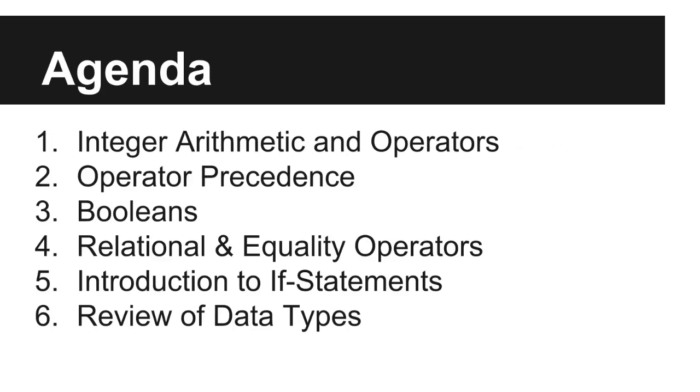So today, we're going to talk about arithmetic and operators, specifically with integers. We'll talk about operator precedence, which is sort of like the order of operations you learned in elementary or middle school. We'll talk about booleans, which are a new data type. We'll talk about the relational and equality operators, which is some math that we can do in order to get booleans. And then from that, we'll introduce if statements, which will let us do some decision making. So all in all, it should be pretty okay.